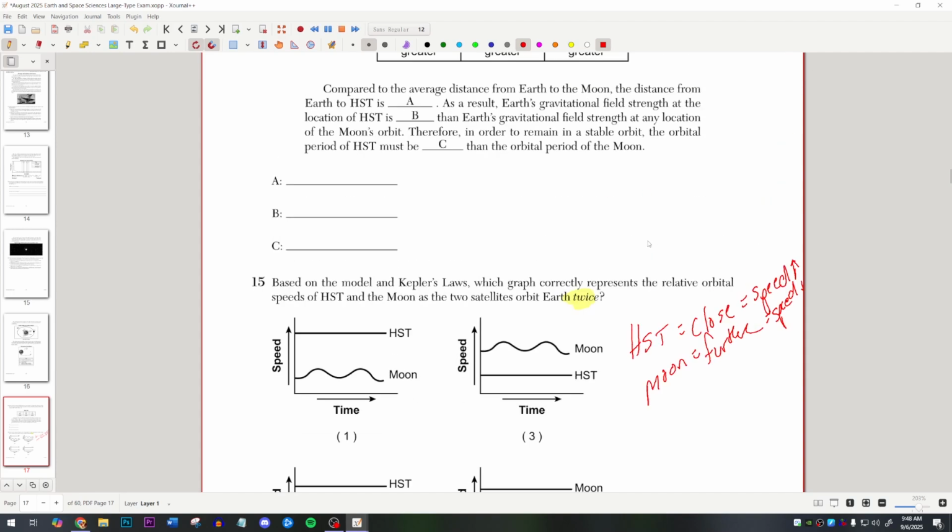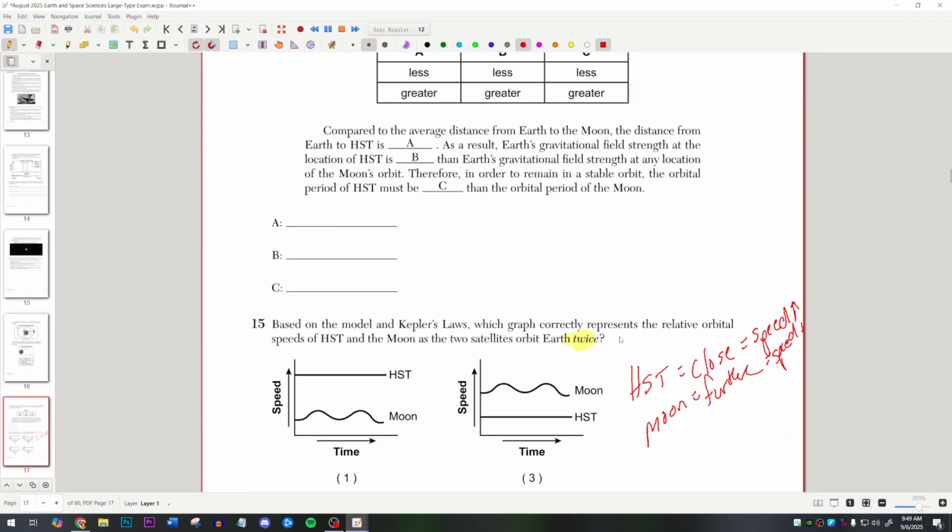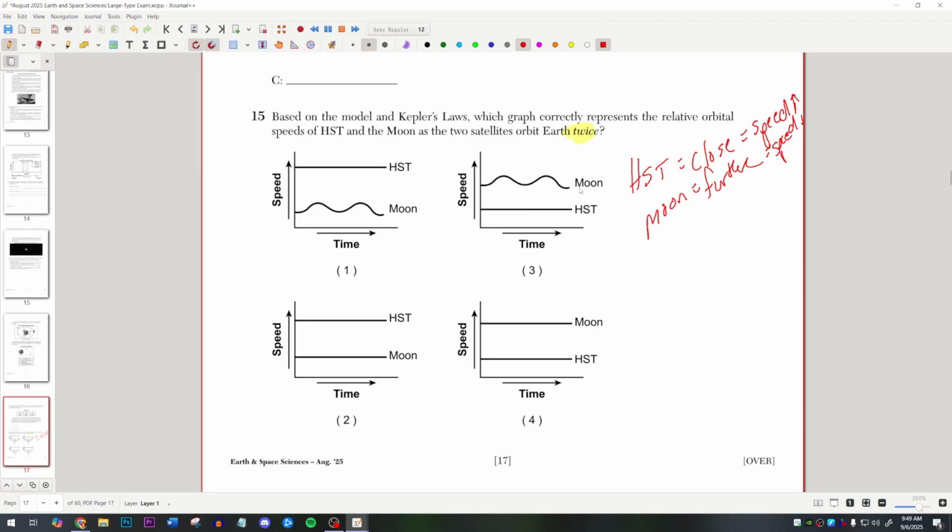So based on this, if we go up here, the HST, this is saying it's 540 kilometers into space consistently. That's what that is saying. So therefore, the speed of the HST should be completely the same because it's never going to be more than 540 kilometers away from it or closer. The Moon, however, is sometimes closer and sometimes further. So that means that is going to vary. So the HST is going to be flatlined, and it's going to be faster because it's closer. So the answer to this is going to be 1.